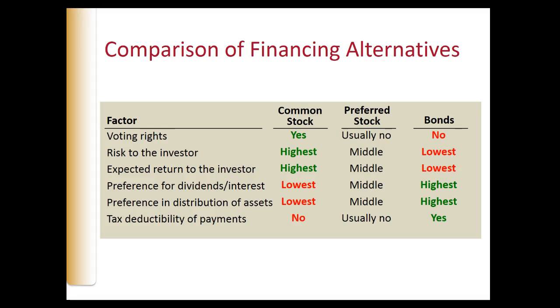And then tax deductibility. The benefit of issuing debt is you can deduct the interest. Common stock, you cannot deduct dividends. So that's a negative in having equity for financing purposes.